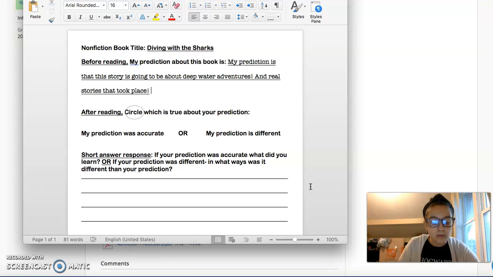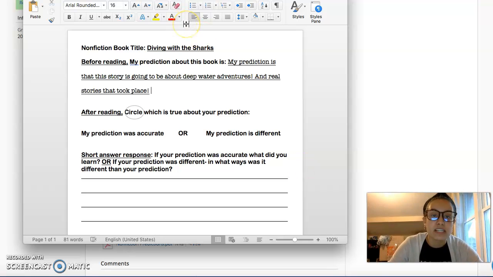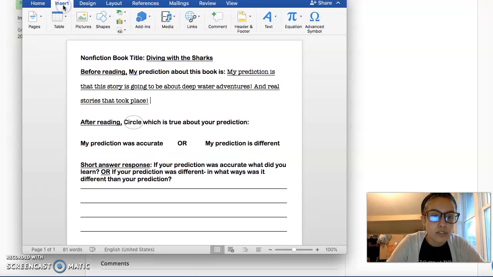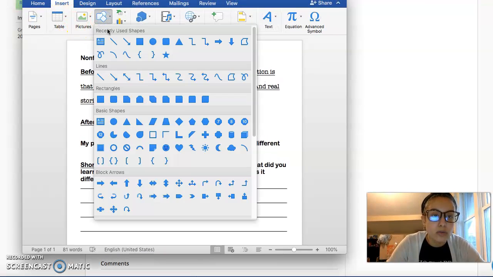They set the boat's coordinates to where the whale had been spotted, sped along the water as fast as they could, yet when they arrived at the destination there was no whale to be seen. The wind and tide had moved it. But where? Okay, so far my prediction is correct. It's about some deep water adventures. So I'm going to go ahead and circle that my prediction was correct.